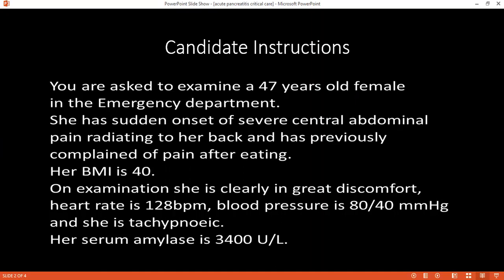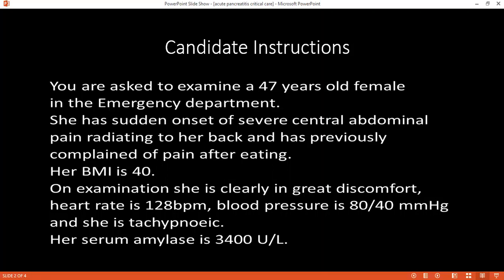According to this Ransom criteria, how would you categorize the patient into mild, moderate, and severe? If the score is less than 2, then it's a 2% chance of mortality. If it goes up to 4, then the mortality rises to 15%.